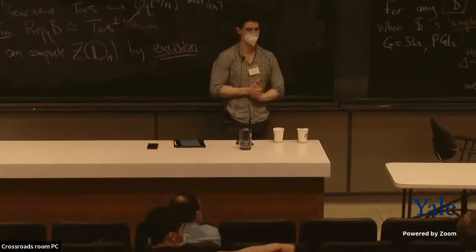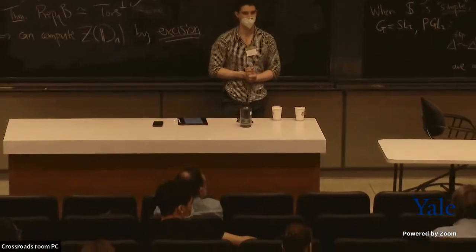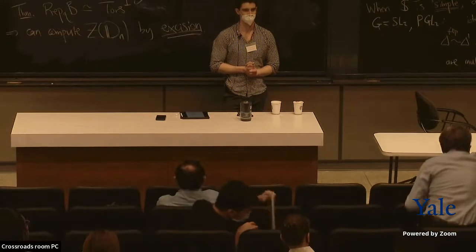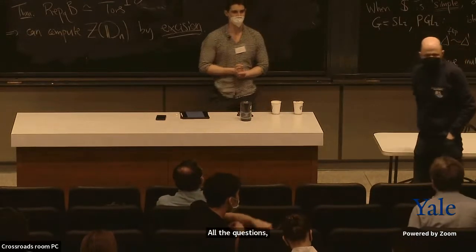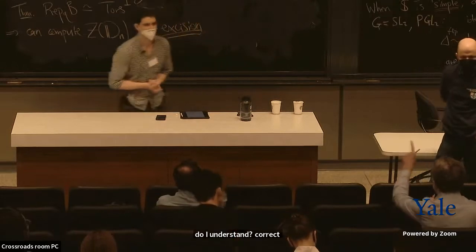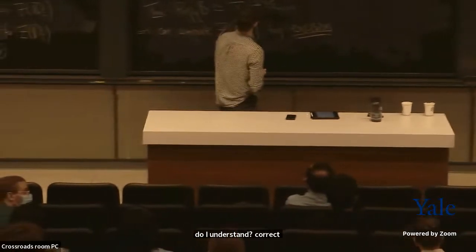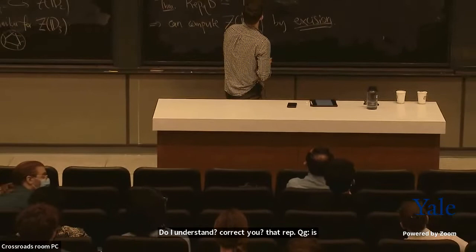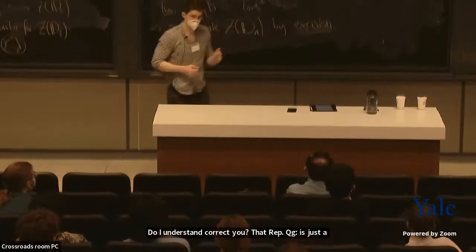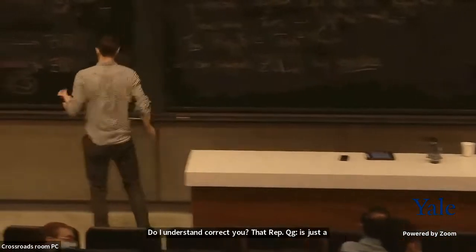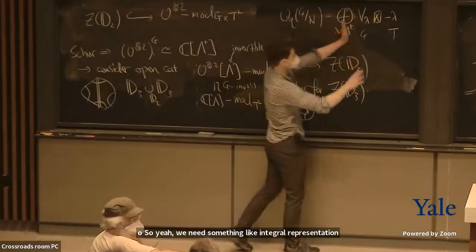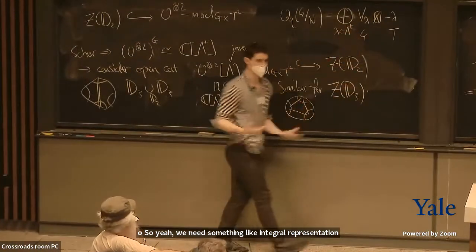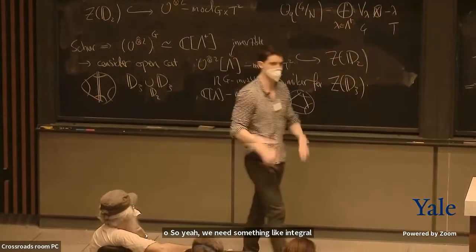Are there questions? Do I understand correctly that Rep_q G is just the category of finite dimensional representations? Yeah, good. So integral. We need something like integrable representations if we want to have objects like this O_q G mod n, which is like a sum over all finite dimensional representations. But integrable is sort of the right way to think.